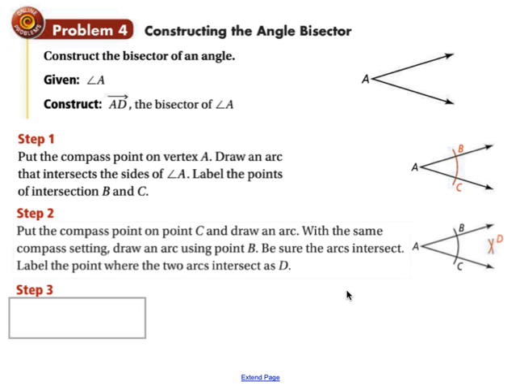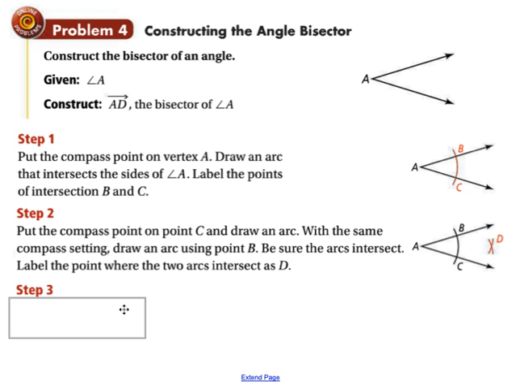Once you have that arc drawn, keep your compass setting, and move your compass point to point B and draw an arc, and then move the pointed end of your compass to point C and draw another arc. That's in the interior of angle A. So you'll get these other two little arcs right here.